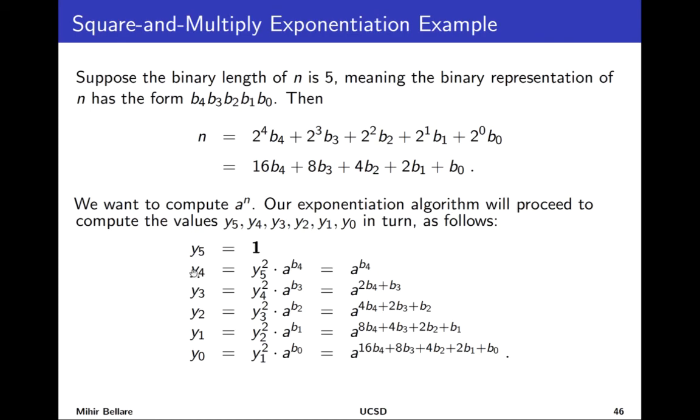In every step, square what you had before, and then multiply by a raised to the power the current bit in the binary expansion. So here I would square this and get 1, and then raise a to the power b4, and that'll be a to the power b4. Next time I do it, I square what I had before, so I get this squared, which is a to the twice b4, multiplied by a to the b3, and that becomes this. And now hopefully you see what's happening. When I square this, I get a to the power 4b4 plus 2b3, and I bring in the a to the power b2. So at the end, here I have the binary expansion of n, and so I'm done.